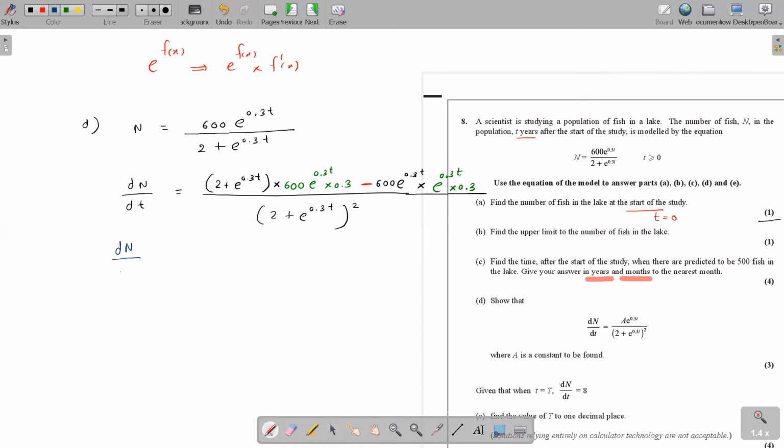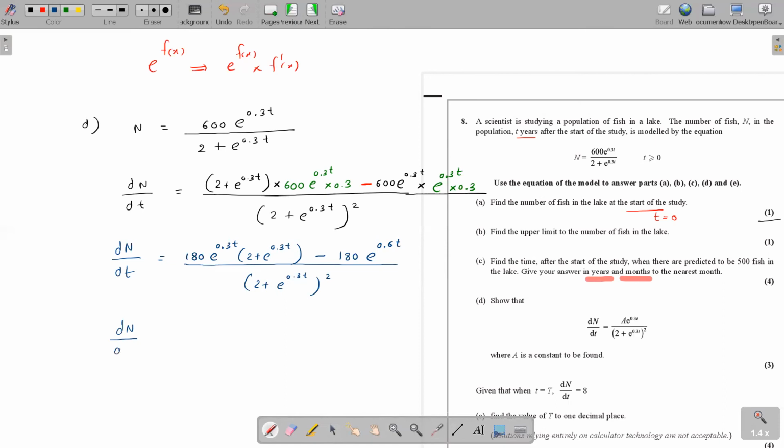So dN by dt equals, let's simplify. 600 times 0.3 is 6 times 3, which is 180. So 180 e to the power 0.3t times 2 plus e to the power 0.3t, minus another 600 times 0.3, which is 180 e to the power 0.3t times e to the power 0.3t, which gives e to the power 0.6t, since with the same base the powers are added. All divided by 2 plus e to the power 0.3t, the whole thing squared.